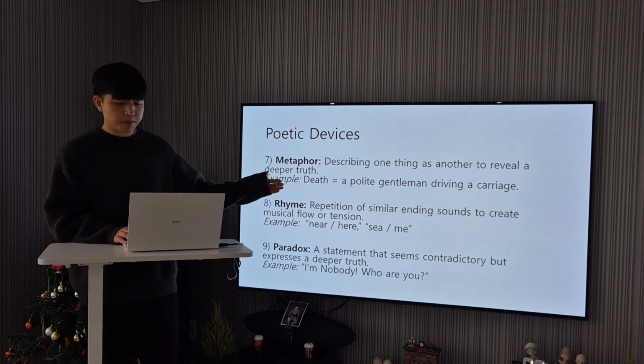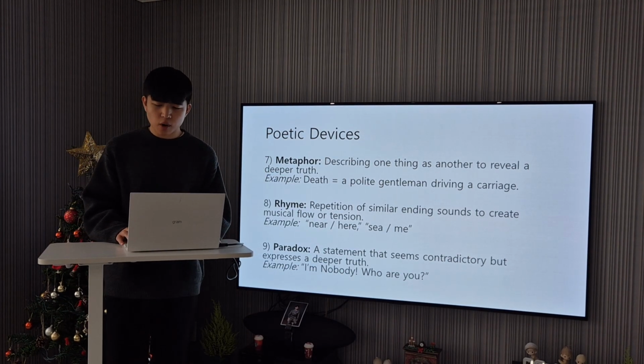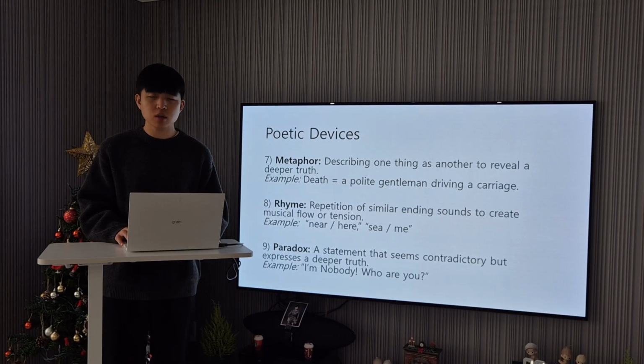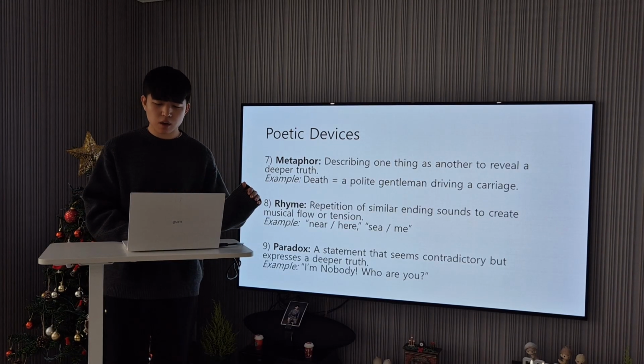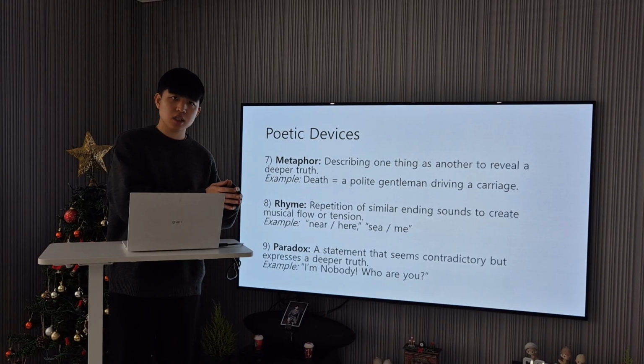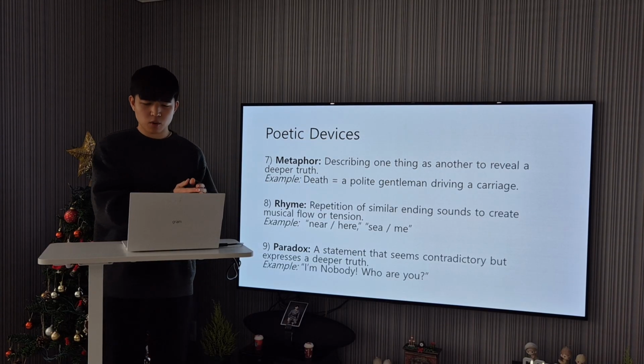And next, metaphor is when a poet describes one thing as if it were something else to reveal a deeper truth. For example, in Dickinson's poem, Because I Could Not Stop for Death, she writes, because I could not stop for death, he kindly stopped for me.